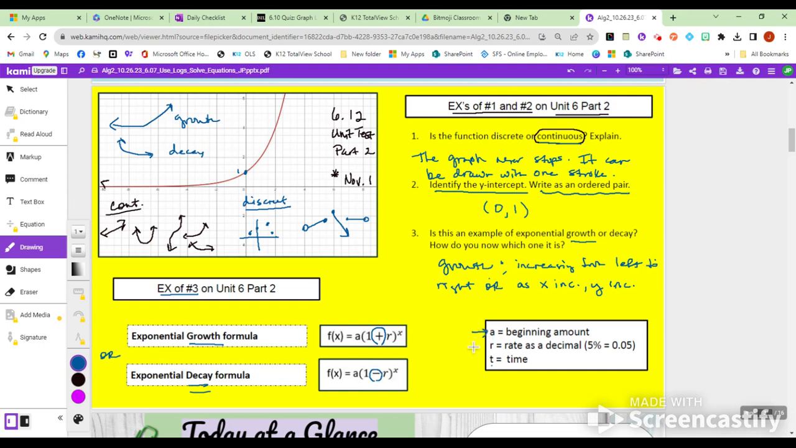Remember, A is your beginning amount, R is your rate as a decimal. So for instance, if it said your rate of increase was 5%, make sure you move the decimal 2 places to the left and use 0.05. And then I put T for time. I know these have X's in them. So this really should have been an X.